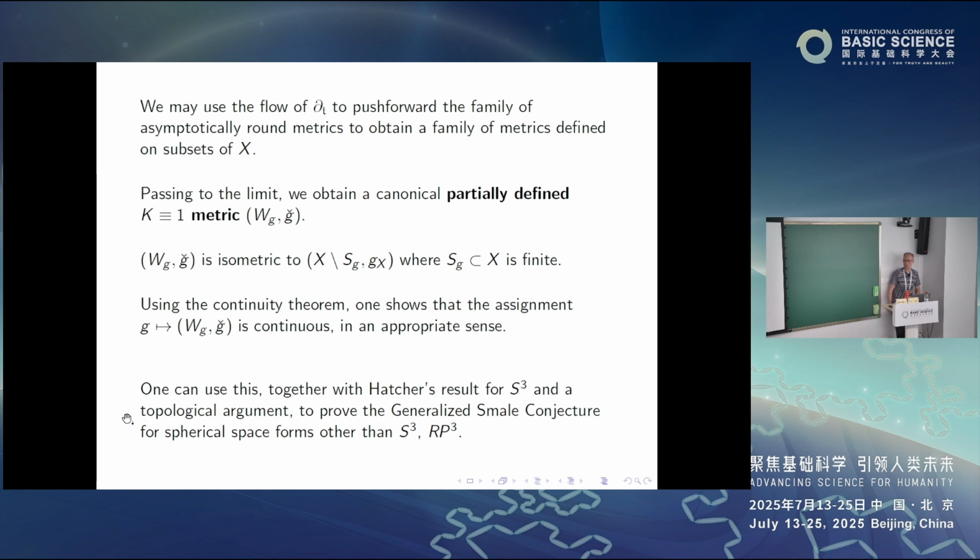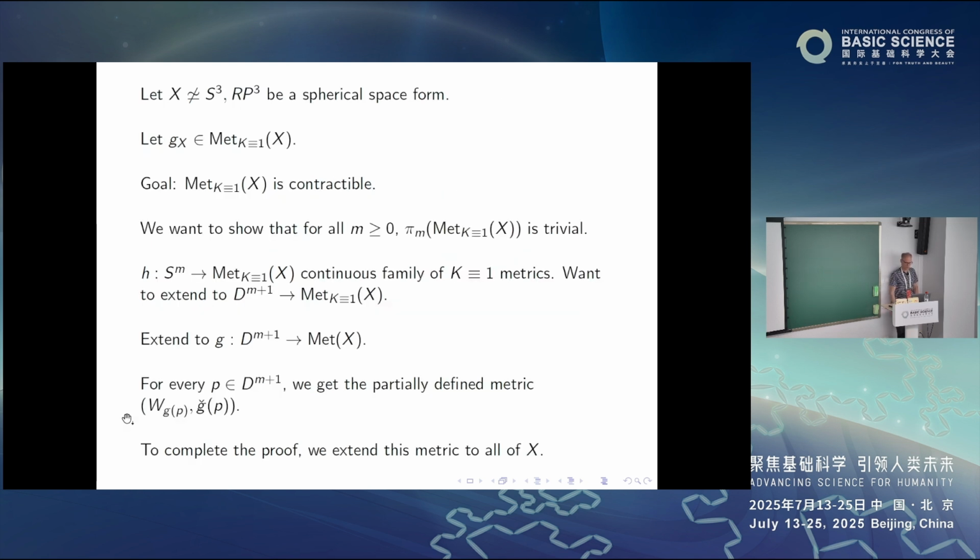So the short version of what's left, with a few minutes left, is that we can use this result together with Happ's result for the 3-sphere to prove the generalized Smale conjecture, okay? So let me say a little bit more about this. We have these assumptions here as before. This is the fixed curvature 1 metric. We want to show that the space of curvature 1 metrics is contractible. So let's say for some m, we want to show pi m, the mth homotopy group, is trivial, okay?